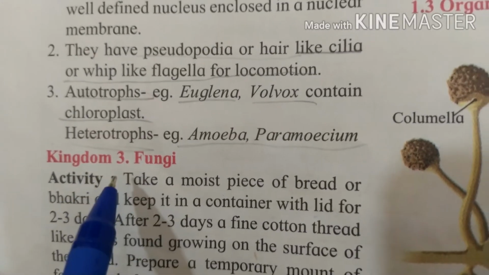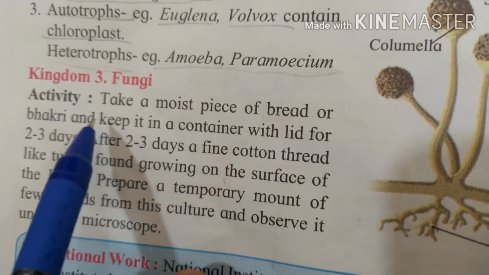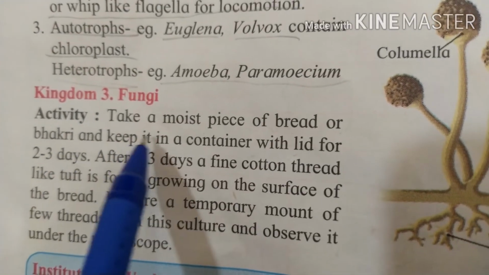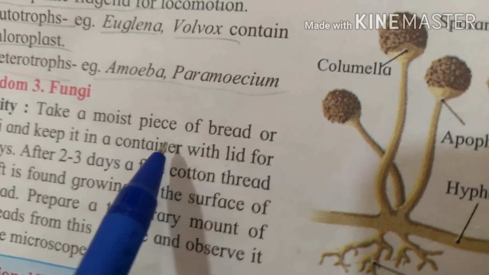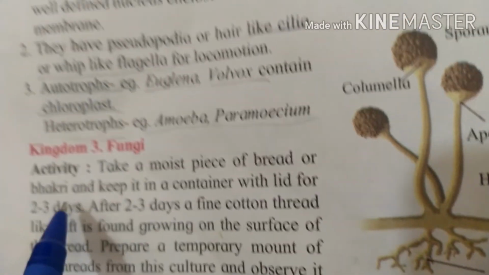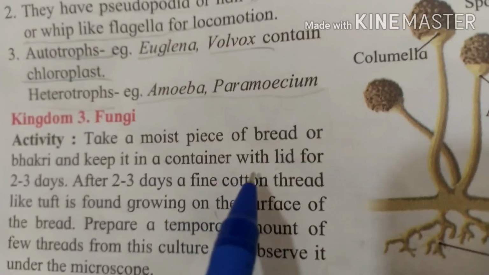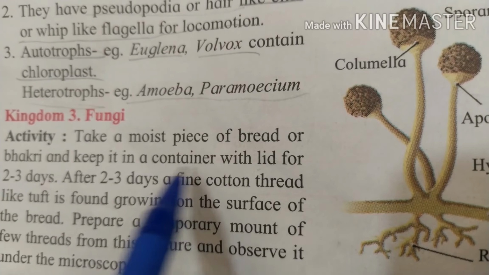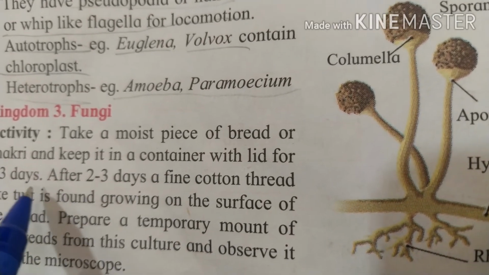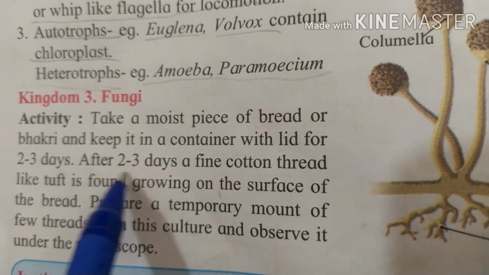Then the third one is kingdom three, fungi. For this, one activity is given to you. Take a moist piece of bread. Moist means having some water. Take the moist piece of bread or bhakri, and keep it in a container with a lid for 2-3 days. If you keep the bread or bhakri for 2-3 days in a moist place, what will happen after 2-3 days?